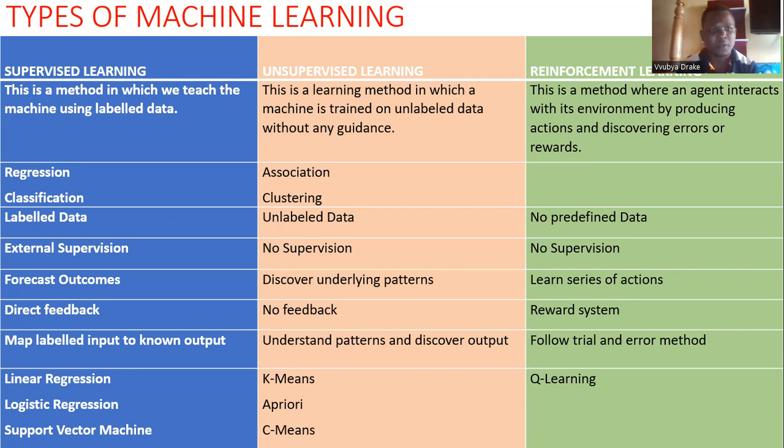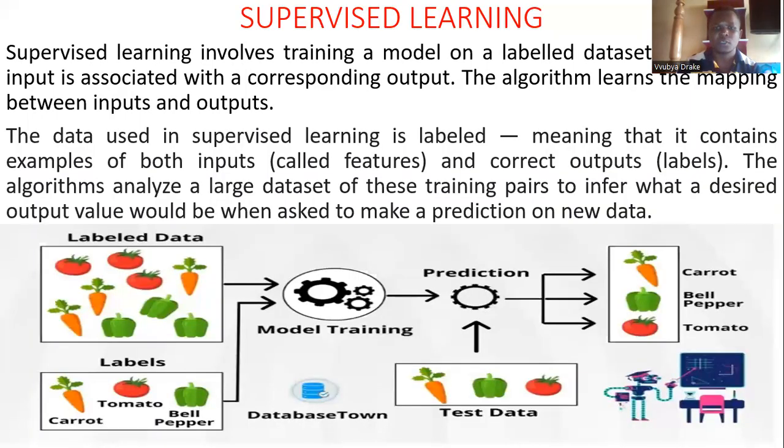Supervised learning has direct feedback. Unsupervised has no feedback. And reinforcement works on a reward system. Supervised learning has different algorithms such as linear regression, logistic regression, and support vector machine. In unsupervised, we have k-means, Apriori, and c-means, and in reinforcement, we have Q-learning. So I'm going to go into details.